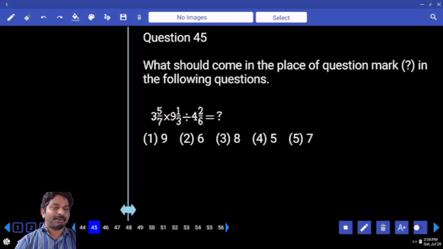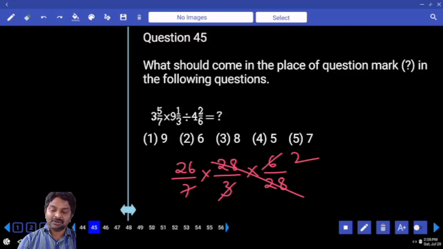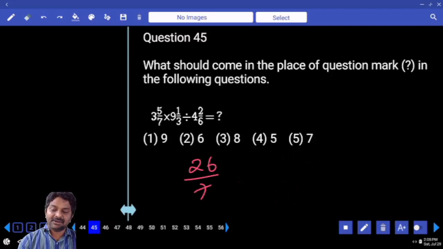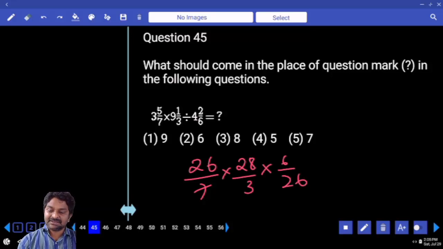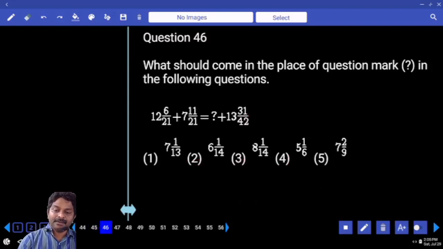Next, 5 3 by 7. Convert into improper. 26 by 7 into 28 by 3 divided by 4 2 by 6. 26 by 6 can be written as into 6 by 26. 28 by 3 into 6 by 26. 26 gets cancelled. 7, 4 times 3. Product.